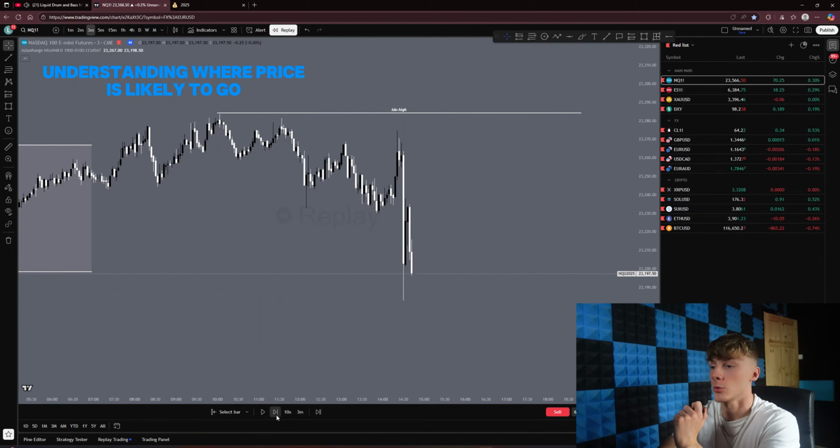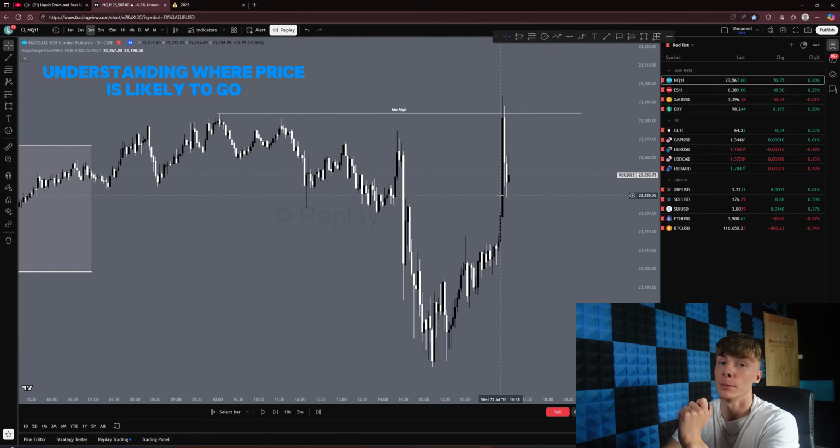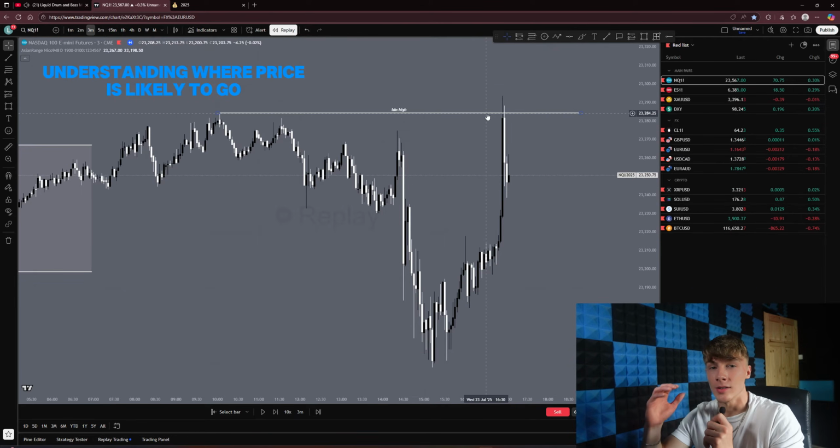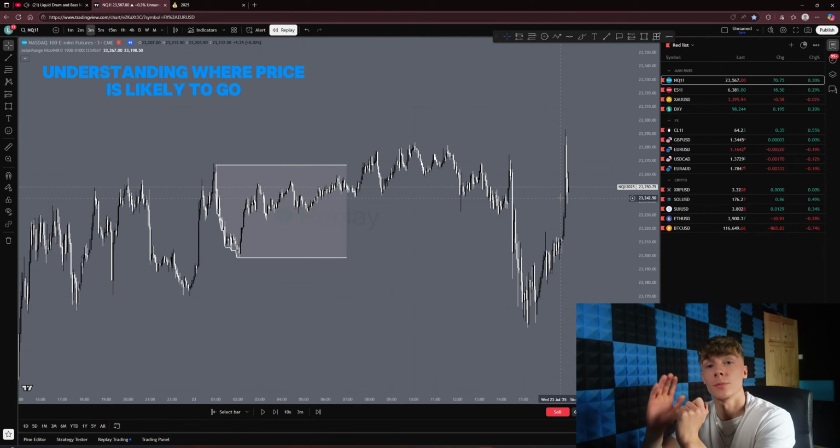So let's play price out and watch what happens. As you can see, we've come straight up to the London high. So can you just see how price is magnetized to these areas? So what we're going to do now is we're going to go onto an on-chart example and find a trade.